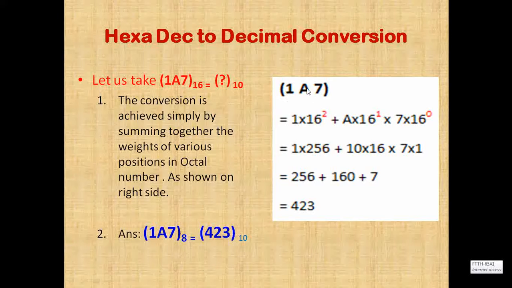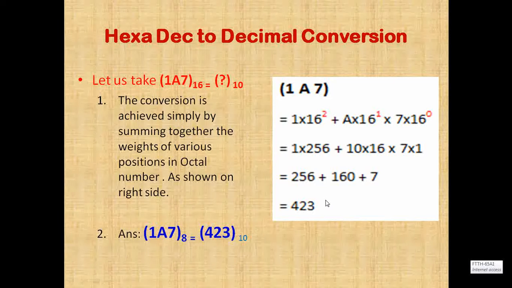Here we will multiply each digit by powers of 16, because the only difference is here the base is 16. So 1 into 16, A into 16, 7 into 16, and we'll add them. So this is a plus sign, this is also a plus sign. By mistake it is written as multiplication sign, but you will read it as plus sign here and here also. So we'll put 16 to the power 0, then next power is 1 and next power is 2. So 16 to the power 2 is 256, 16 to the power 1 is 16, and 16 to the power 0 is 1. Now when we solve this, we get 256 plus 160 plus 7, and finally we get 423.